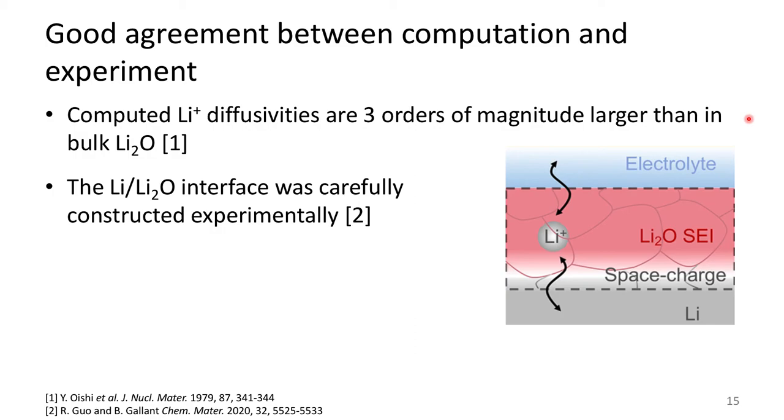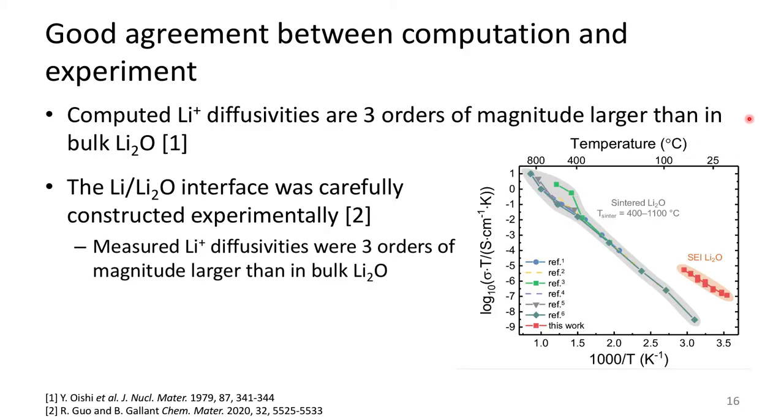Taking this a step further, there was an excellent experimental analysis from the Gallant group at MIT that came out earlier this year where they very carefully deposited a layer of Li2O and only Li2O on a lithium metal slab. And as I mentioned earlier, this is pretty hard to do. Much like us, they were interested in separating the effects of lithium oxide from other components that are likely present in the SEI in lithium metal batteries, since the SEI is so complex. They performed electrochemical impedance spectroscopy on this Li2O system, and what they found was that their experimentally measured lithium-ion diffusivities were 3 orders of magnitude larger than those in bulk Li2O in past studies, much like what we found.